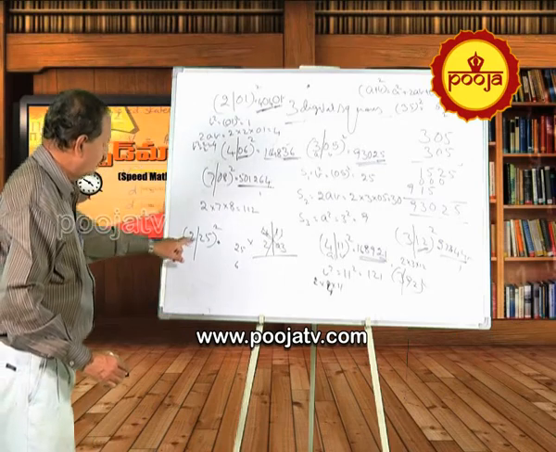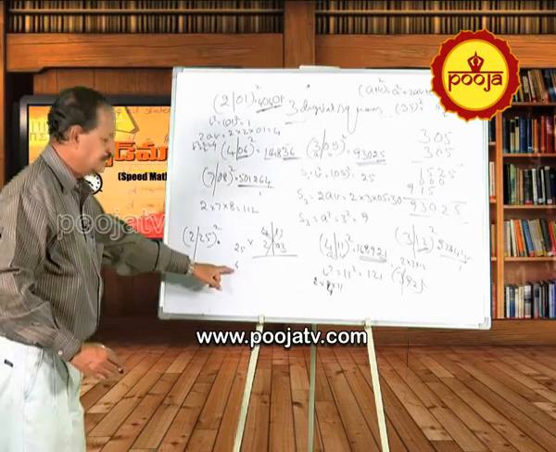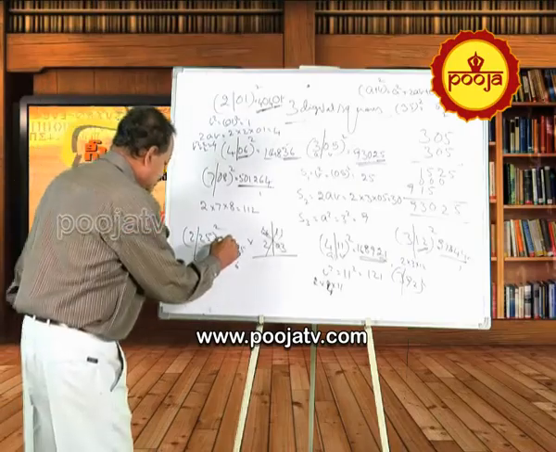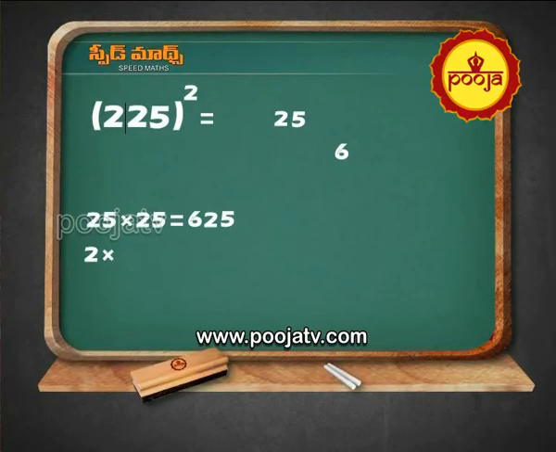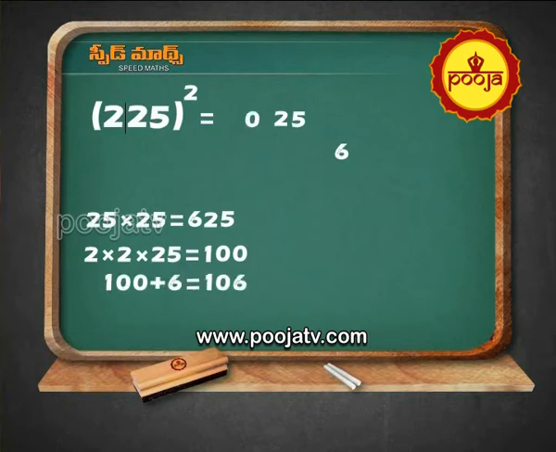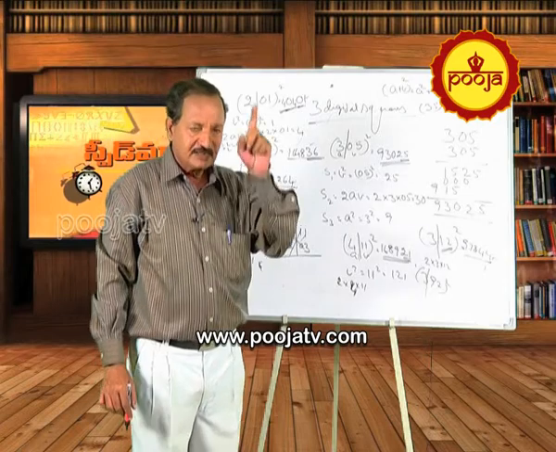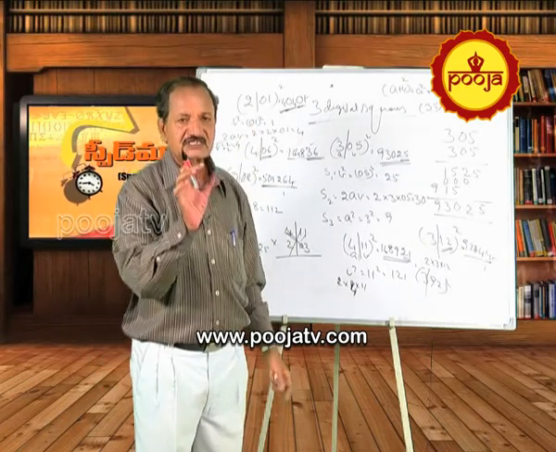2ab, 2 into 2 is 4, 25 into 4 is 100, 100 plus 6 is 106. So write 2 into 25 equals to 100. 100 plus 6 equals to 106. 06 here, 1 outside. 2 into 2 equals to 4. 4 plus 1 equals to 5. 5 here. In 3 digits, you can square when you can square the last 2 digits easily.